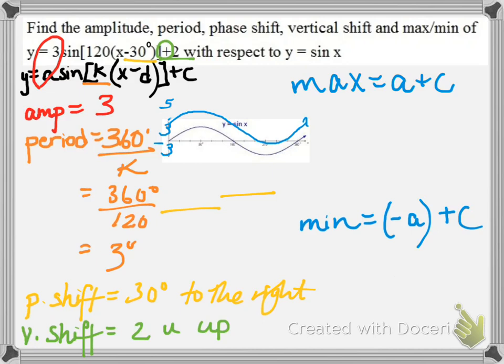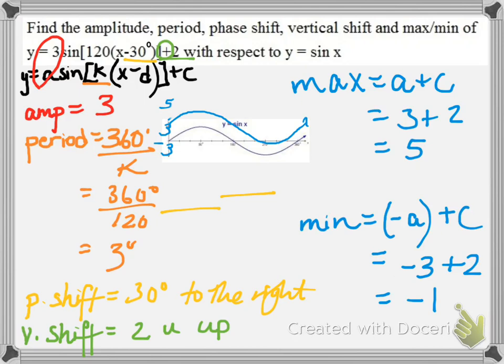I calculated the max by adding the amplitude to the vertical shift, which is 2, and adding that equals 5. Now to calculate the min, it's minus 3 plus 2, which in the end is equal to minus 1.